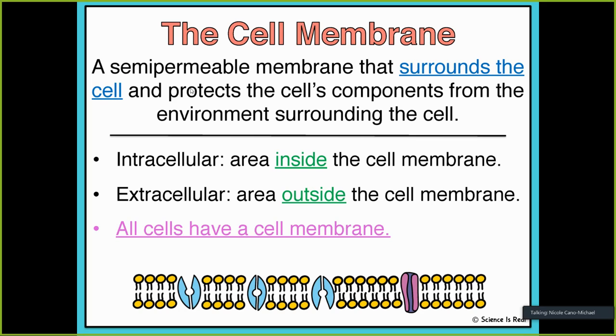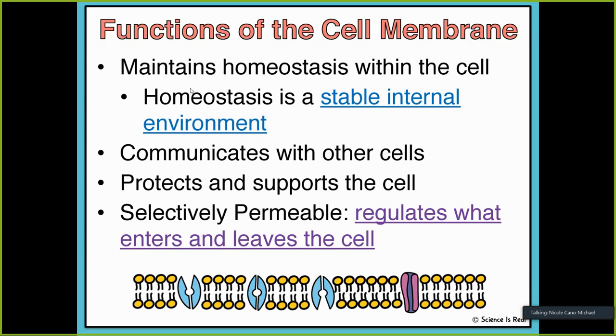Side note, all cells also have DNA, all cells also have ribosomes, and all cells also have cytoplasm. So those are the four things that all cells have: cell membranes, DNA, cytoplasm, and ribosomes. Every single cell on the planet has those four things. All right, moving forward. This is part two of notes under cell membrane.